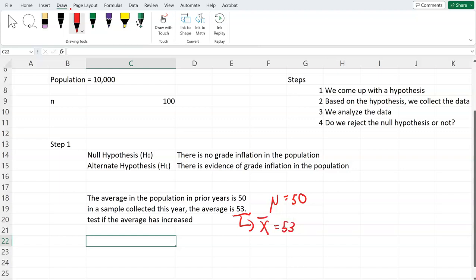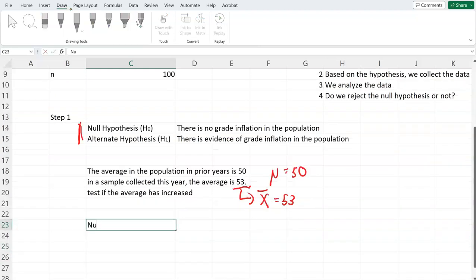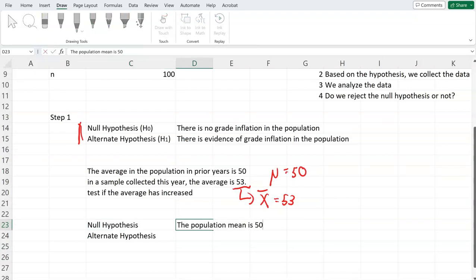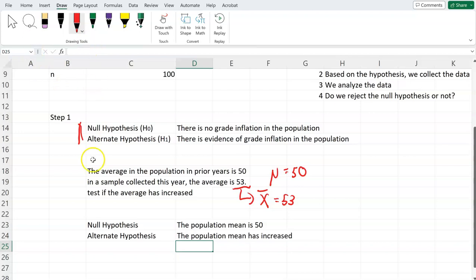And now if we were to test this, and write a null hypothesis and alternate hypothesis, we could write for the null that the population mean is 50, and the alternate is that the population mean has increased. Or we could test whether it has decreased. Maybe the average of the sample fell to 47. Has it decreased? Or we could also test, has it changed, which means it could have increased or decreased. So that means the alternate would be different.